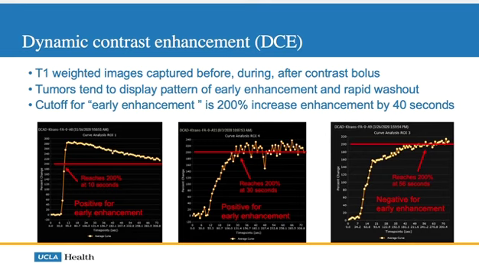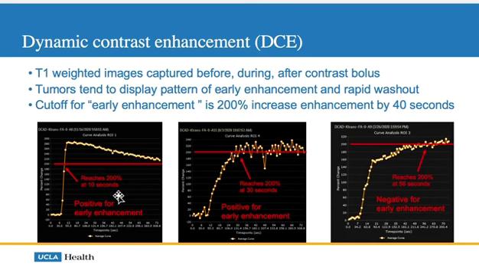And as a urologist and a clinician, you're not going to be able to make these calculations, but they do provide an enhancement curve, and sometimes at UCLA, you'll be able to actually look at these curves. If you're looking at an image from outside, you may not be able to look at the curves. But one of the cutoffs for enhancement is a 200% increase in enhancement by 40 seconds. So I've got 3 examples here of what that looks like.